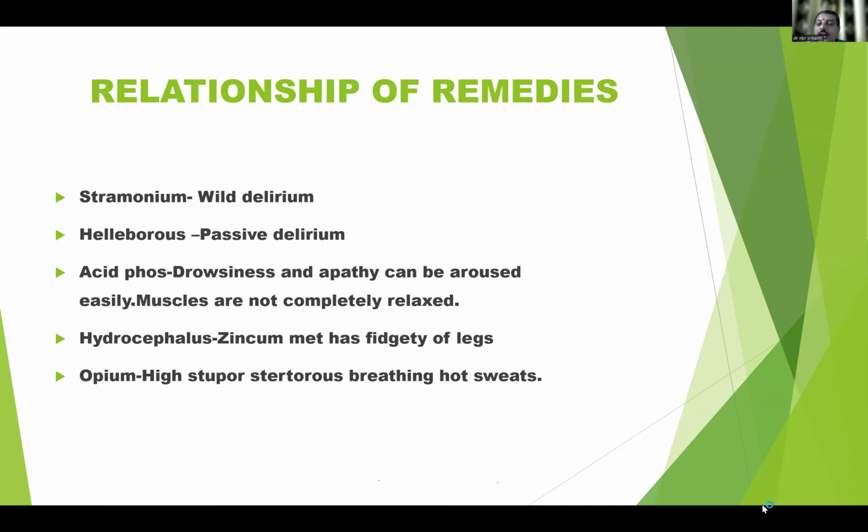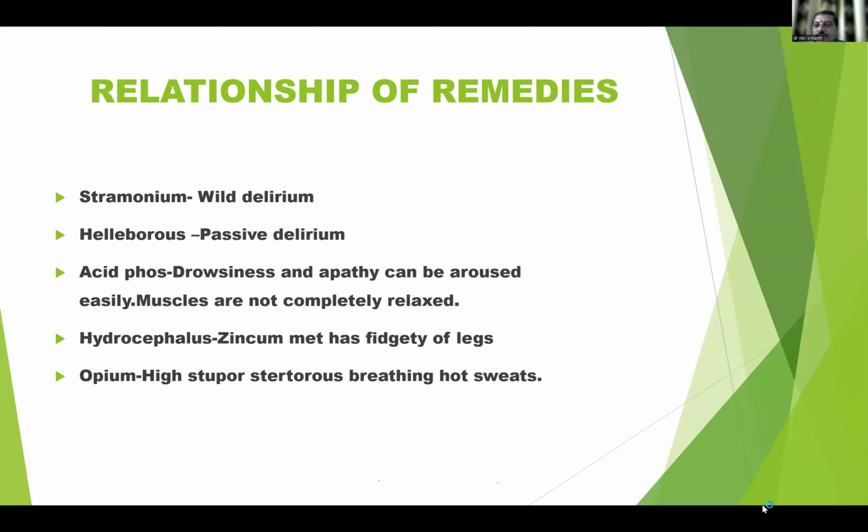Acid fast also has this, but they can be aroused. It's not a complete stupefaction. It is an apathy, an indifference, but not a complete blank, not completely unconscious. Acid fast has some apathy and some sort of dullness, but not to the extreme of Helleborus.